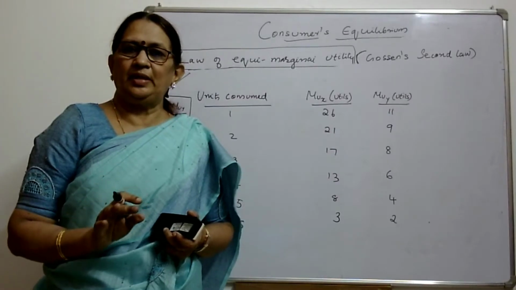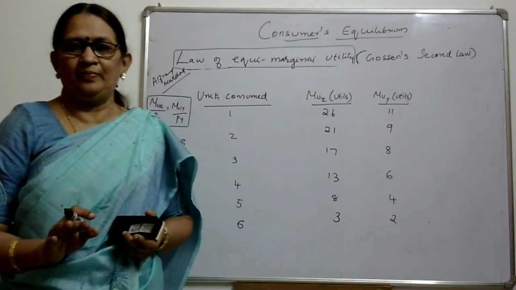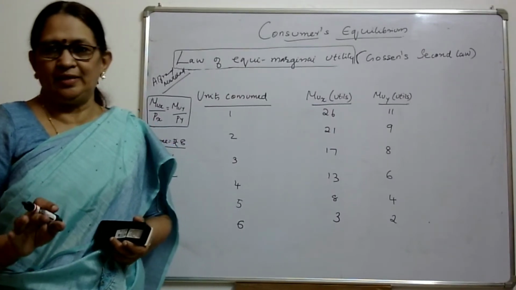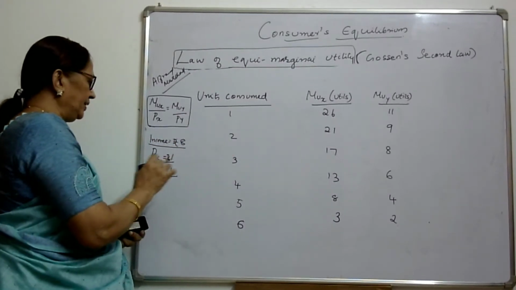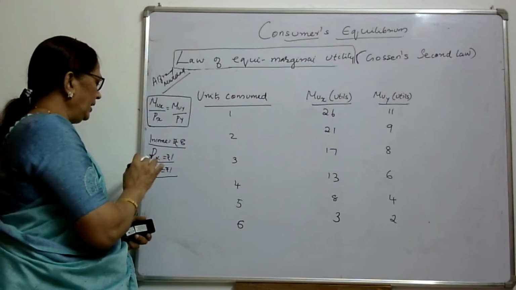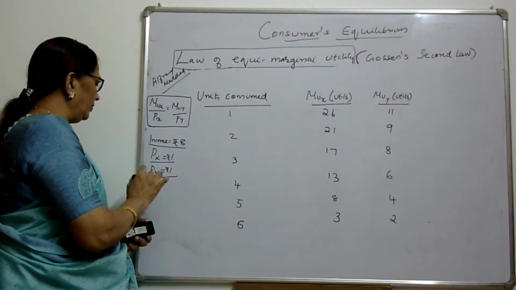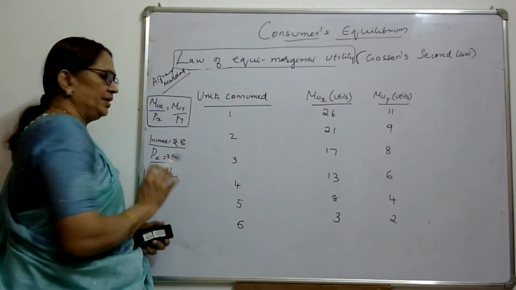Okay, now we are going to calculate consumer's equilibrium in case of 2 commodities, or we are going to prove the law of equi-marginal utility concept. Here 2 commodities are selected, commodities X and Y. The price of commodity X is 1 rupee, and the price of commodity Y is also 1 rupee. The limited income of the consumer is 8 rupees.